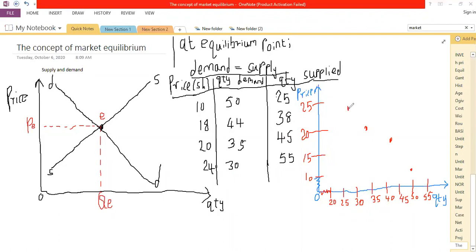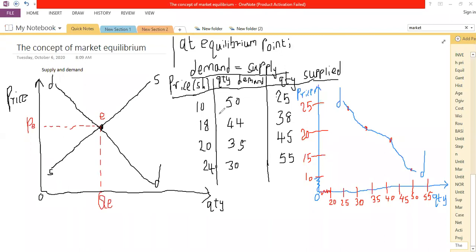Of course, this is not a straight line. You join your plotted points using freehand. Try and smoothen the curve. And then, of course, to label a demand curve, we need to have some DDs at the extreme ends. As you can see, this is a normal case conforming to the law of demand. Our curve is sloping downwards.